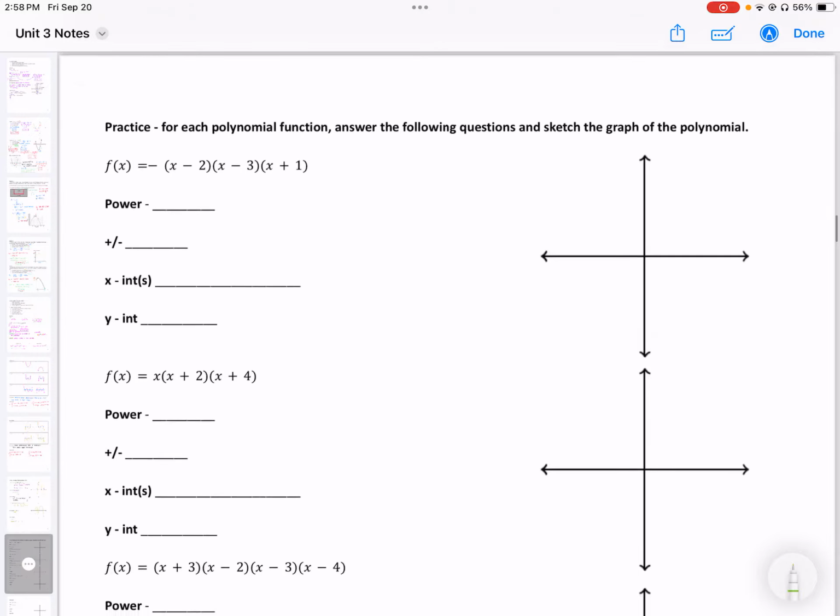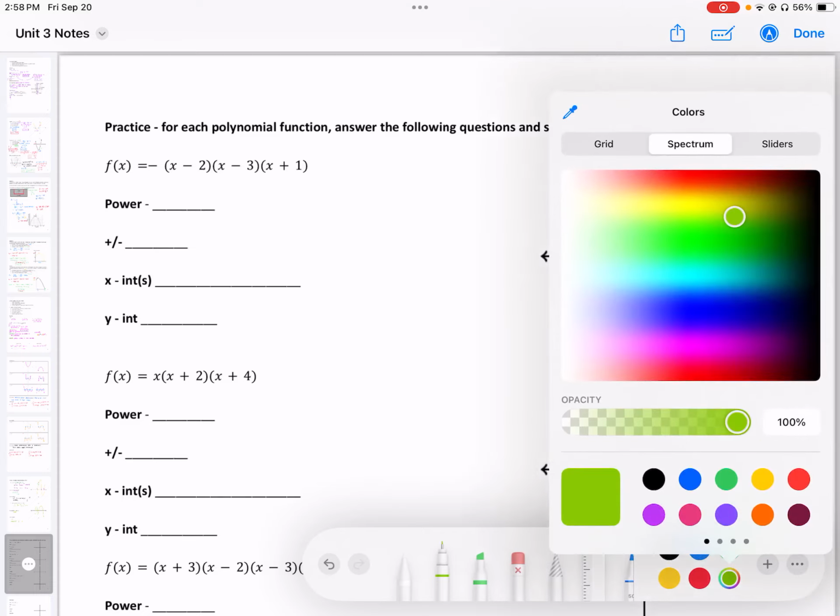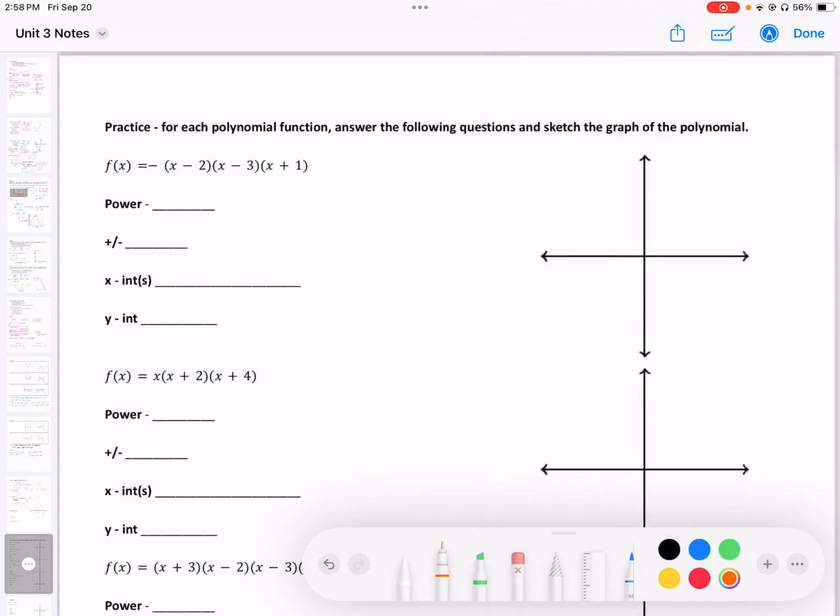Finally, let's practice this. So if I look at this first one, I know it is a power of 3. I know that it is negative. My intercepts are 2, 3, and -1. My y-intercept is going to be -1 times -2 times -3 times 1, which is -6. So that is enough information for me to graph. I know my end behavior is going to look like this. 2, 3, -1, -6. So I'm going to go down, and then up, and then down.